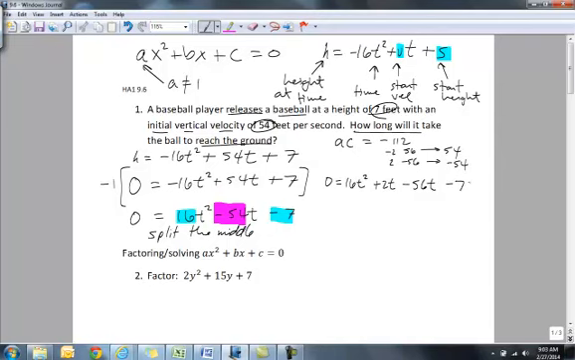So what I've done here, if you look at it, this middle term used to be negative 54, and if I were to add those like terms back together, I would still get negative 54t. So I haven't messed anything up here. What I have done is rewritten the middle term to make the factoring easy.